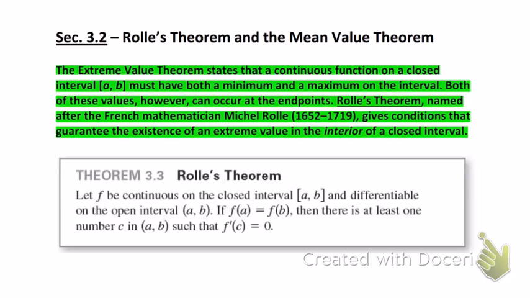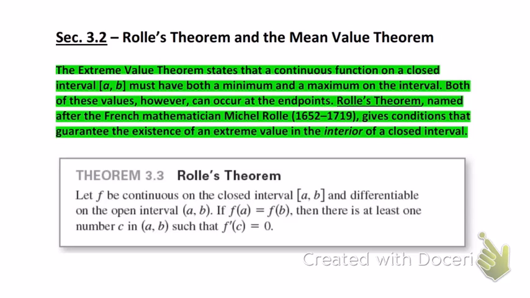Rolle's theorem takes that a step further and says, okay, if you've got a continuous function on a closed interval, same kind of deal, and it's differentiable on the open interval. Now notice the open interval does not include the endpoints. Then there's at least one number in between these two values, a and b. There's at least one number, c, that's an x value, that has a derivative that's equal to 0.